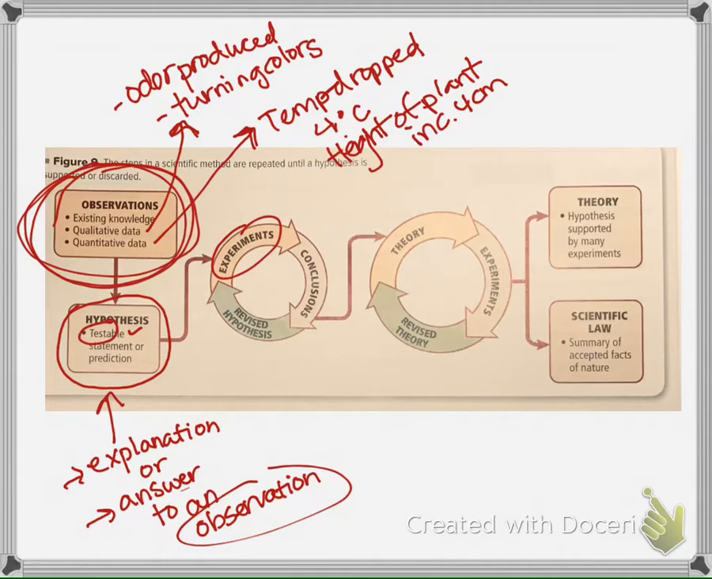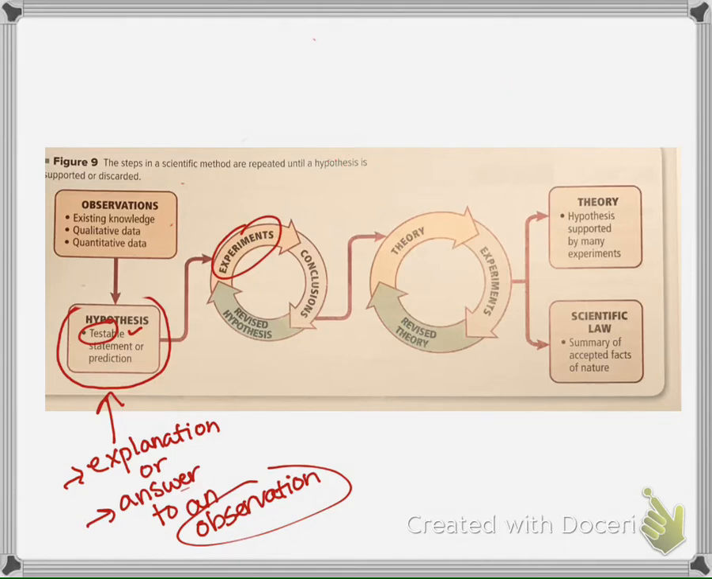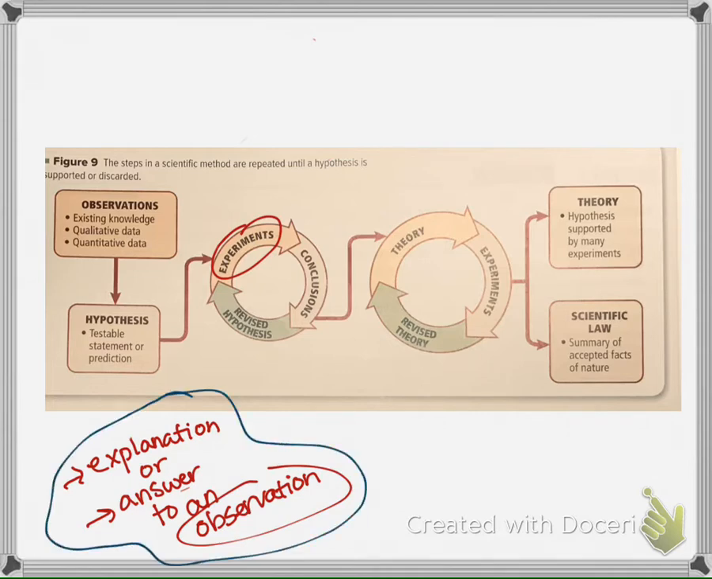Now, I'm going to clean this up some. If an observation is made, there's some sort of change occurring. Some people say there's a problem. Well, it may not be a problem, it might just be something that is noticed by scientists, and they want to explore the explanation or answer to these observations. That's when they come up with a hypothesis. Now, after a hypothesis is formed, there's going to be an experiment. This experiment is used to test the hypothesis.